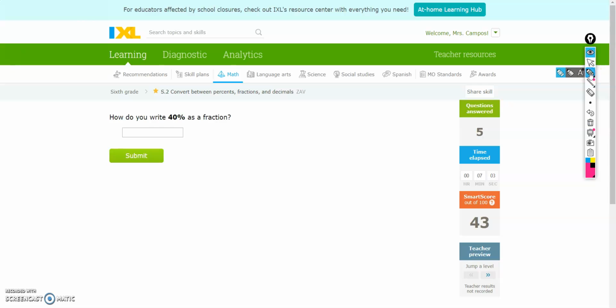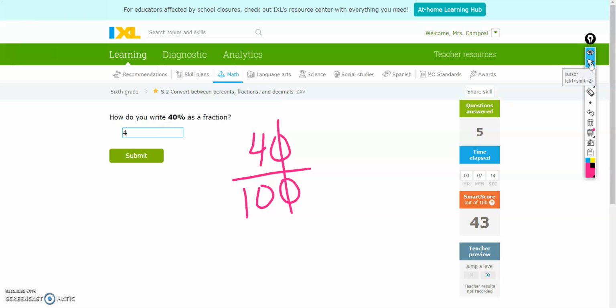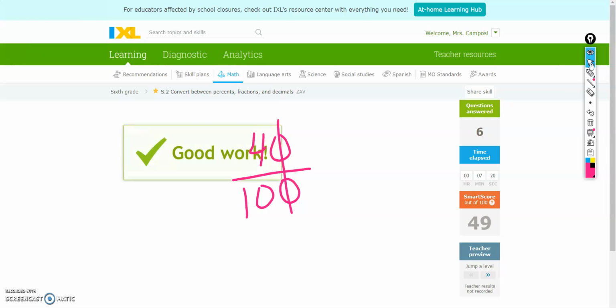40% as a fraction. Well, remember, 40 over 100. You can cancel the zeros out. 4/10. And that could reduce even further to 2/5.